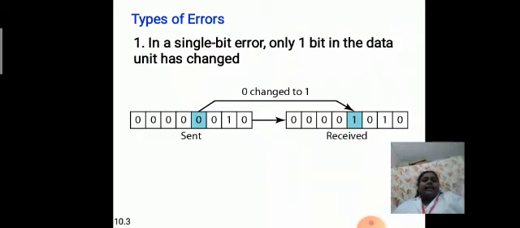See, in the sender side, it consists of a series of 6 zeros followed by 1 and then 0. But it is received as a series of 4 zeros, then 1 0 1 0. So when you compare the fifth bit, the 0 in the sender side changed as 1 in the receiver side. So only one bit changed in the information when you compare both the information in sender and receiver side. So this is called as single bit error.